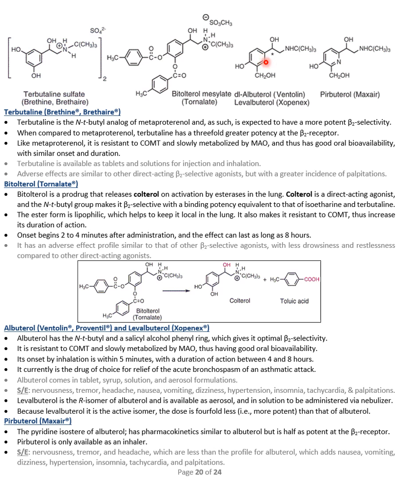So it has slightly longer duration of actions, and it's also more selective to beta 2. The duration of action is from 4 to 8 hours, so it will be taken every 6 hours or every 8 hours, and then you have the onset of action 5 minutes. So it's actually the drug of choice for the asthmatic attack.